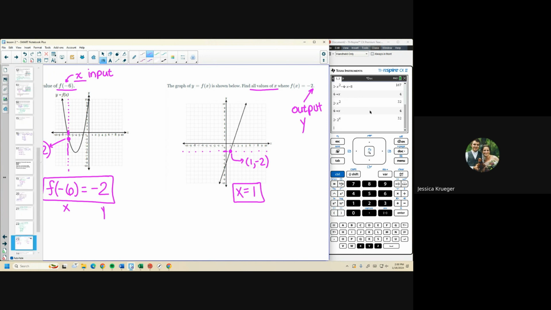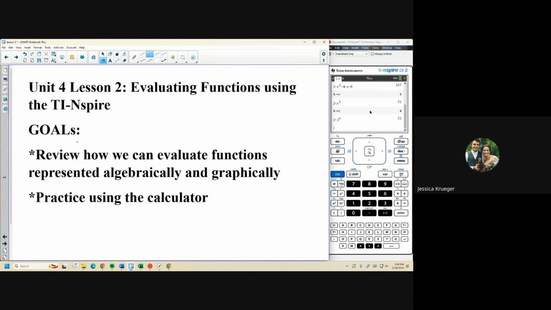So let's just quickly review what our goals were. We wanted to review how we can evaluate functions represented algebraically and graphically. We did that. And then practice using the calculator.